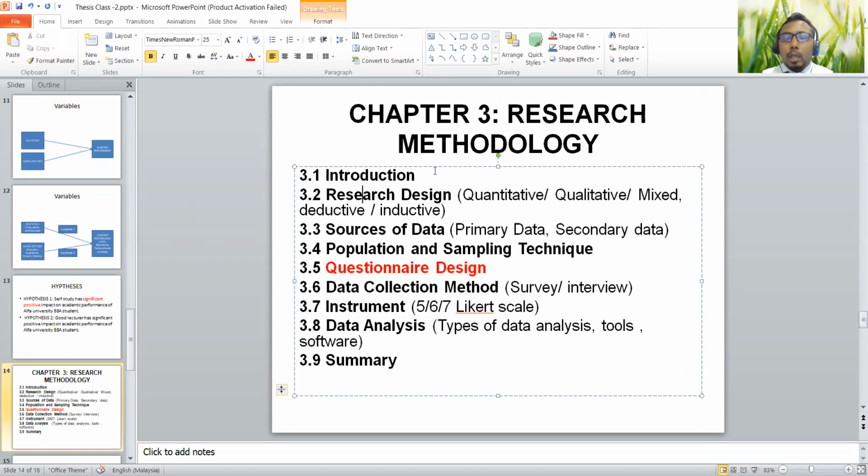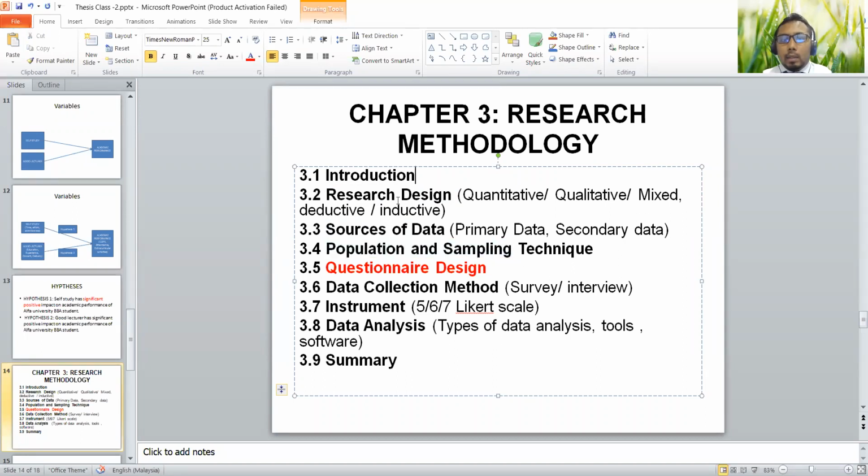Okay. In chapter 3, you write down the introduction. Here you write down what contents you will cover in chapter 3, like research design, source of data, population. Those are the contents we will cover in chapter 3. So you write down this information here.